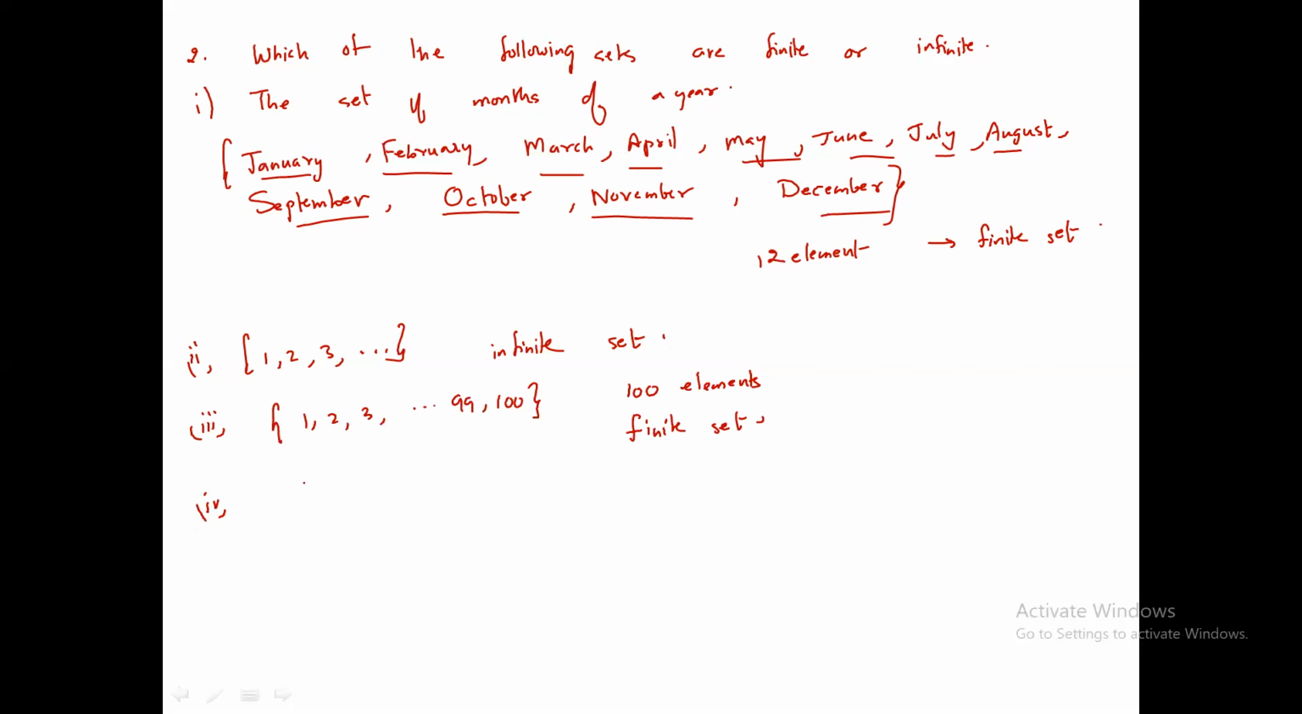Next, fourth, the set of positive integers greater than 100. So if I start writing after 100, the positive integers 101, 102, 103, like this I will be going on writing, never ending. Greater than 100, many numbers are there. So it's not countable. That means this is infinite set.